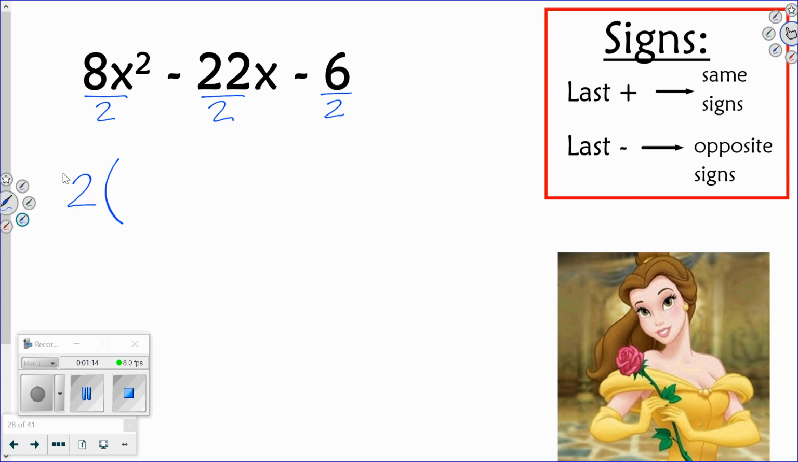Do you remember what I refer to that GCF as? Yes, your baby brother. Your little brother out there. Don't lose him. He's annoying and obnoxious. Keep him there, but just don't forget him. So we take out a 2. We're left with 4x squared minus 11x minus 3.